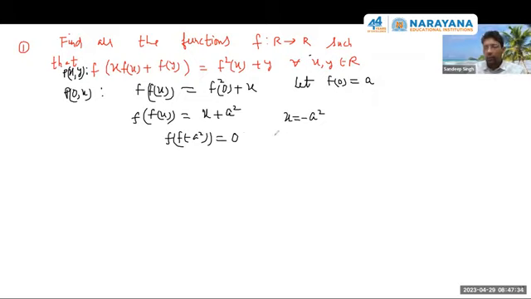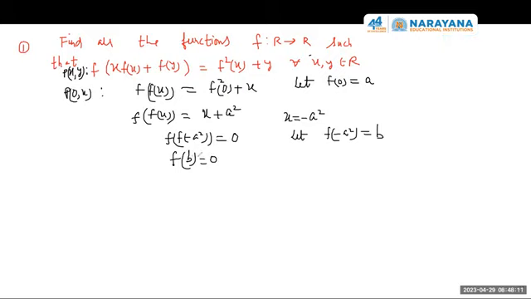See, what is the point over here? These are the boundary value conditions which will help us to obtain f of x. We substituted x as minus a square and got this relation. Now this is another constant, so let me put f of minus a square equal to another constant, say b. Now you have f of b equal to 0. Is it clear?